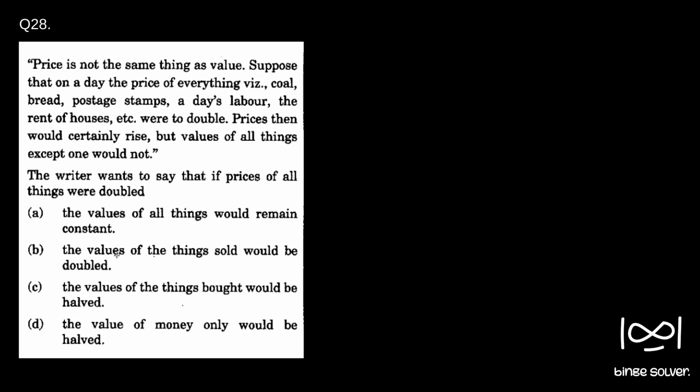No. The values of things sold would be doubled. The values of the things bought would be halved. No, it is saying values of all the things except one would not. That is, except for the value of one thing, all others' values will rise, it says. So all these options are not right.